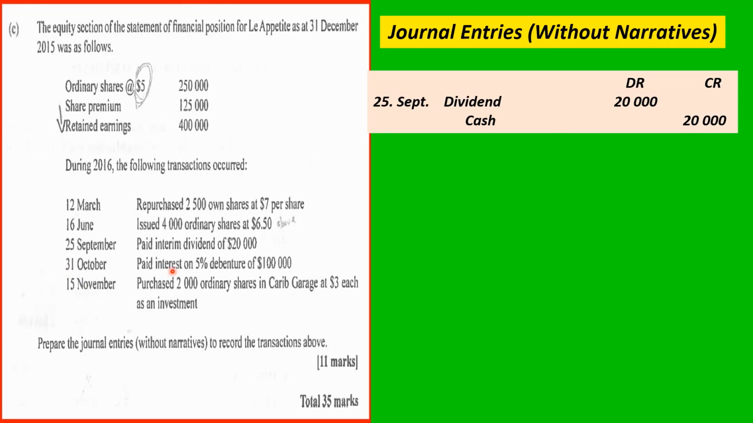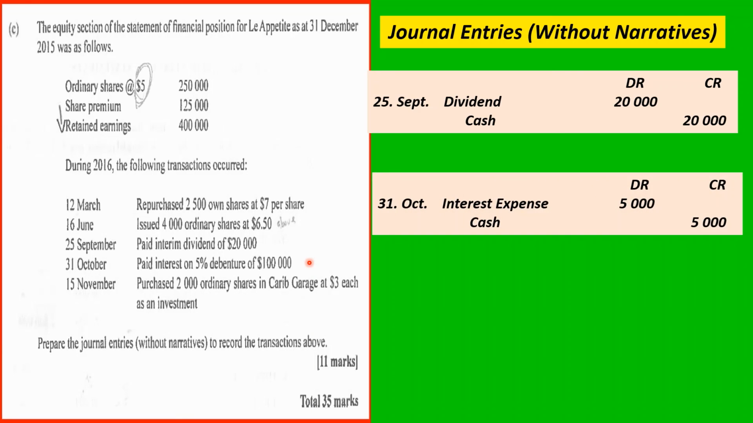On 31st of October, paid interest of 5% debenture of $100,000. Now, this is one of those vague type of transactions that sometimes show up. You are not sure whether the 5% is 5% debentures or whether the interest is 5% of the 100,000, or whether the entire 100,000 is interest. Okay, so with something like this, you should state what you are doing. I am going to take it as 5% interest on the 100,000. You will get 5,000. 31st October, interest expense would be debited with 5,000 and cash with 5,000.